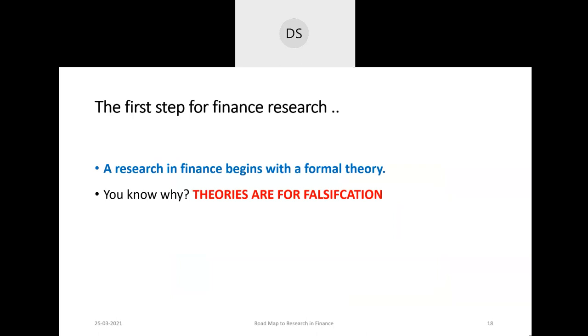So if you ask me what exactly is the first step for finance research, normally I would say that it must begin with a formal theory. An informal theory can be there. Informal theory means that if you come up with a relationship which is not supported by a theory, you can call it an informal theory. You can go for its empirical examination, no problem. But ultimately, simply because some numerical numbers are related, you cannot claim that in its essence, these two variables are related. That is a big flaw with regard to these common sense variables.